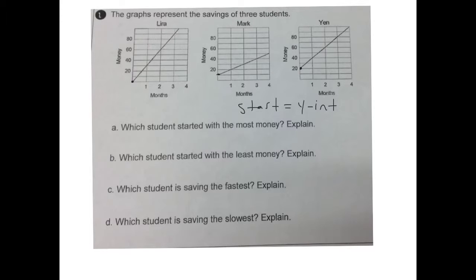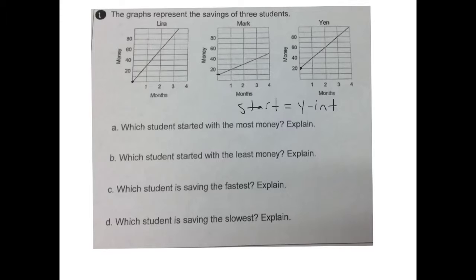Okay? The slope of the line is how it goes up or down. It's your rise and run that you learned back in middle school. The words that we use for slope are steep and flat. As we look across this, it's kind of hard to tell, but it looks like Lira may be the steepest, mark may be the flattest, and yen's probably in between the two.